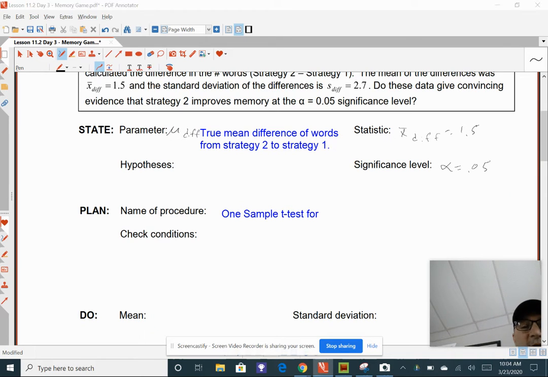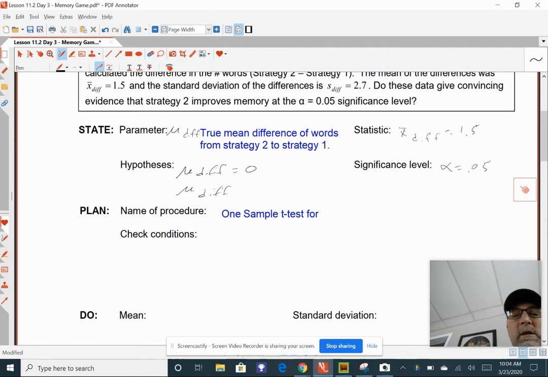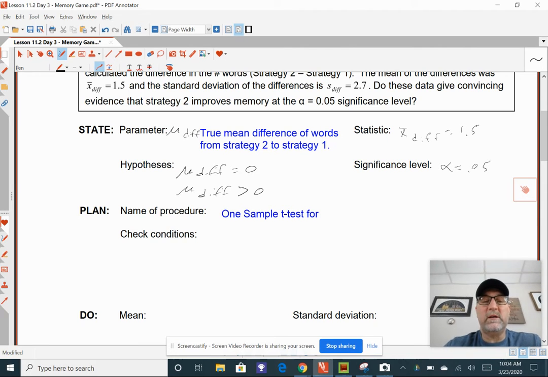And a hypothesis. So the mean difference equals 0, or the mean difference in this case, because it's 2 minus 1, is going to be greater than 0. All right. So do people remember more words using strategy 2 versus strategy 1? So we have our procedures, one sample t-test. So we're doing our 4-step process still here.